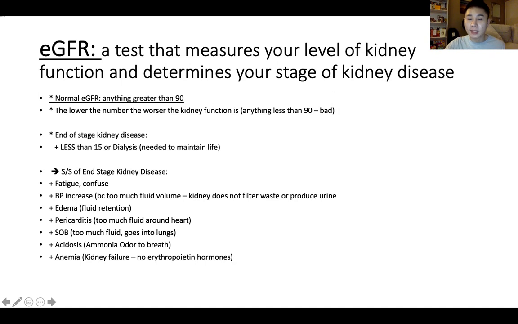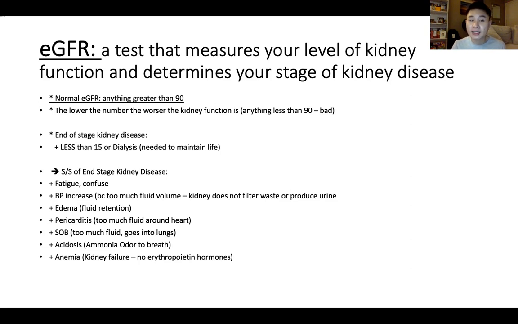Here, okay. So I have a slide dedicated to the eGFR lab level, meaning this is an important lab to understand and to grasp the contents of. So eGFR is a test that measures your level of kidney function and determines your stage of kidney disease. A normal eGFR is anything greater than 90. That's a normal human being. The lower the number, the worse the kidney function. So anything less than 90 is not good. So we want the eGFR level higher, meaning that there is blood going through the glomeruli. The kidney is filtering the blood. When I say filtering the blood, meaning that the kidney is able to produce urine from the waste product and the volume that is excreted through the kidney, being perfused from the blood volume.